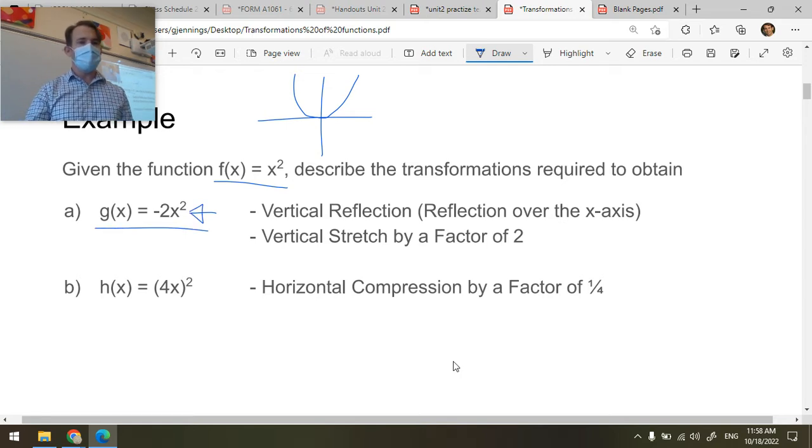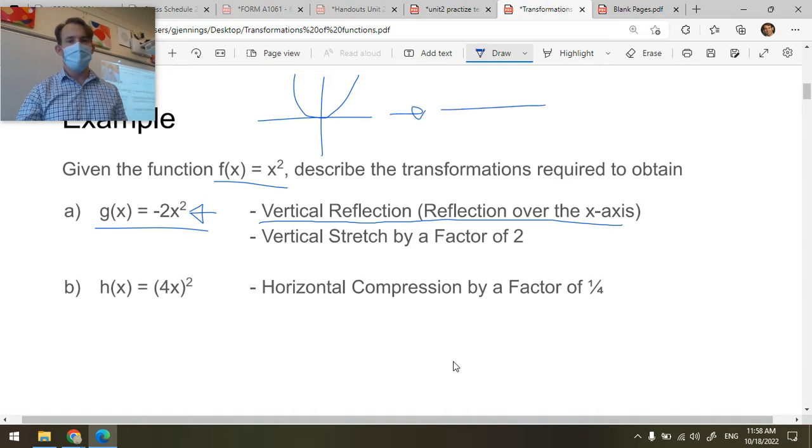If we have a g of x that's minus 2x squared, we can describe that as a vertical reflection over the x-axis. So that would create a new function that would look like this. Same shape, but just like Narcissus looking into the pond and seeing his own reflection there. And then the water is a little bit deceptive because it makes us look skinnier than we are, because it's also a vertical stretch by a factor of 2. It's like a carnival mirror.